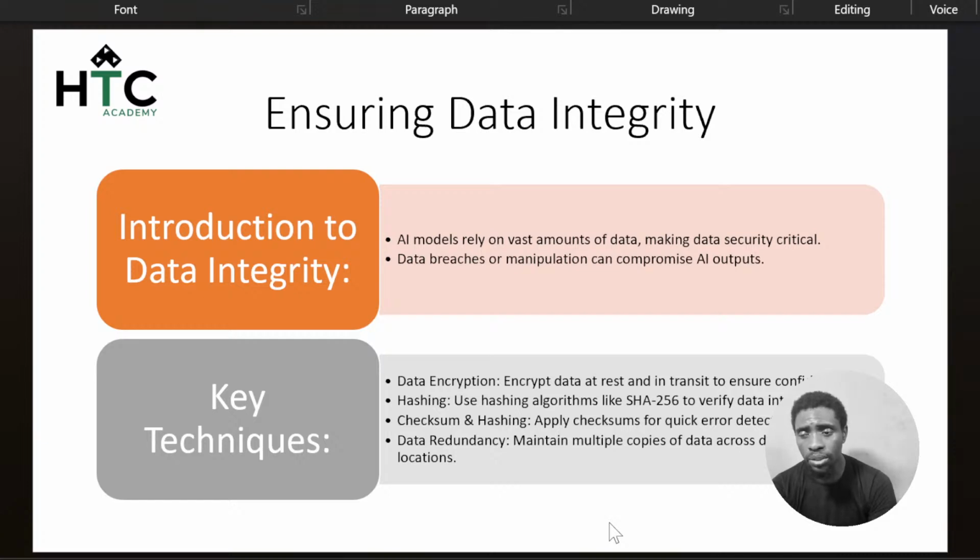Some of the security techniques that can be used to train AI models include data encryption. Data encryption is largely encrypting. You need to encrypt data at rest and data in transit to ensure confidentiality. What this means is that data exists in three states. We have data that is at rest, we have data that is in transit, and we have data that is in use.